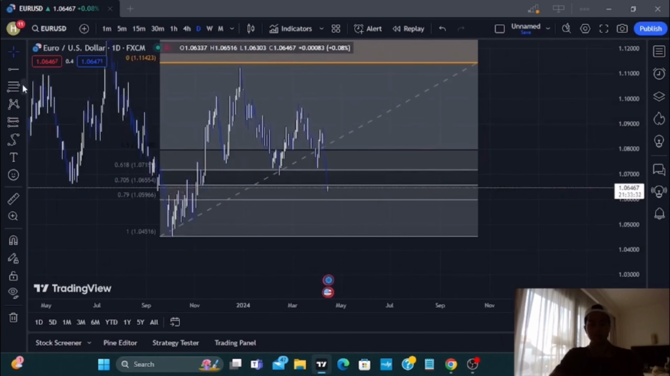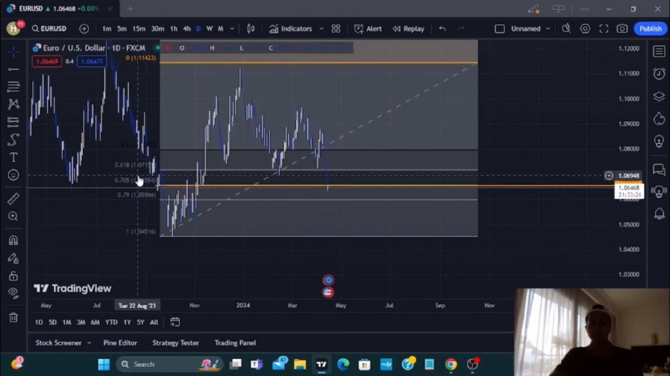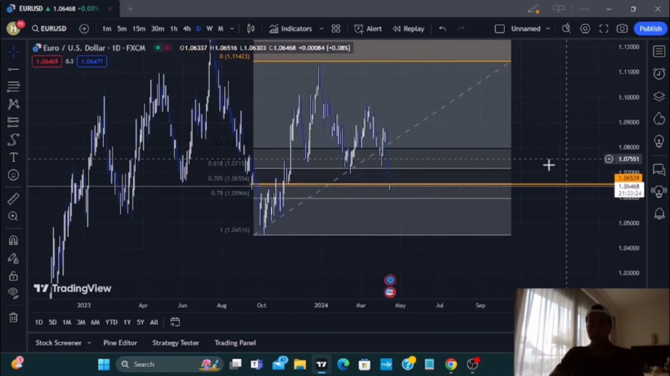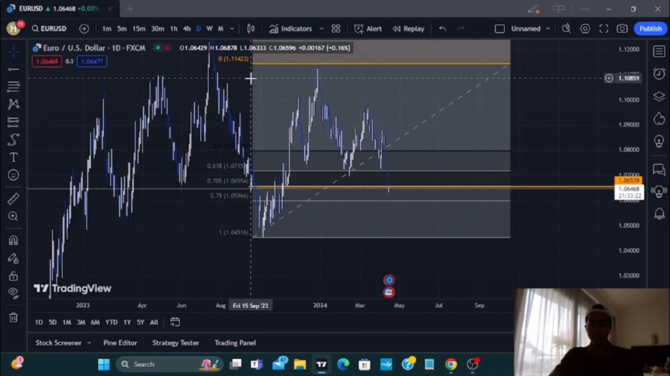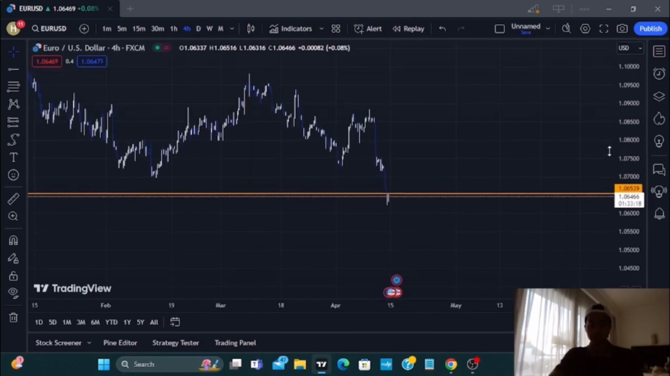And when price is at a discount, we always want to look for buys. Price is also in confluence with the ICT optimal trade entry within the 70.5 level. So at this level, we'll expect buys. Let's mark that out with a horizontal ray and then drop down to the 4-hour chart.